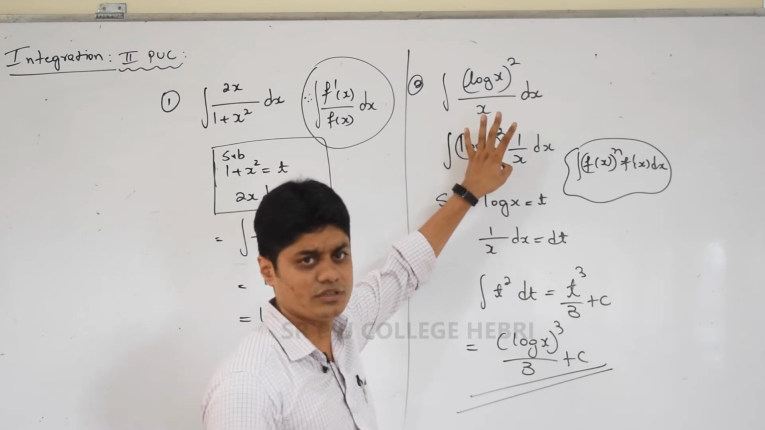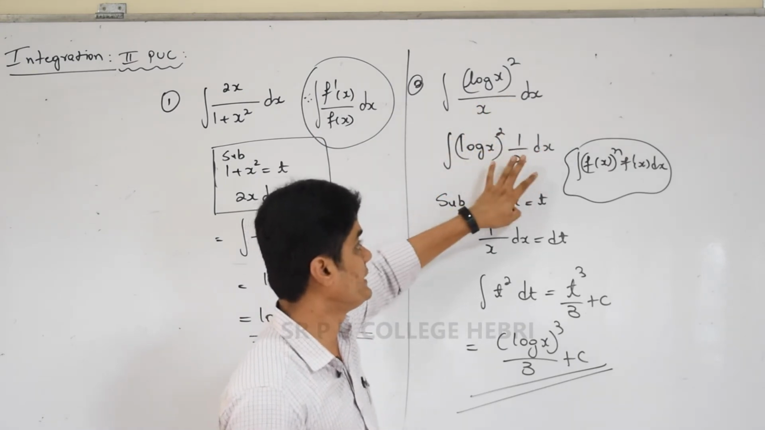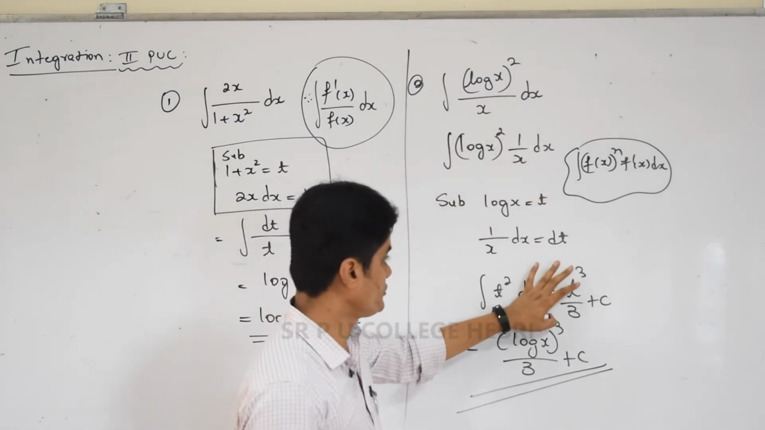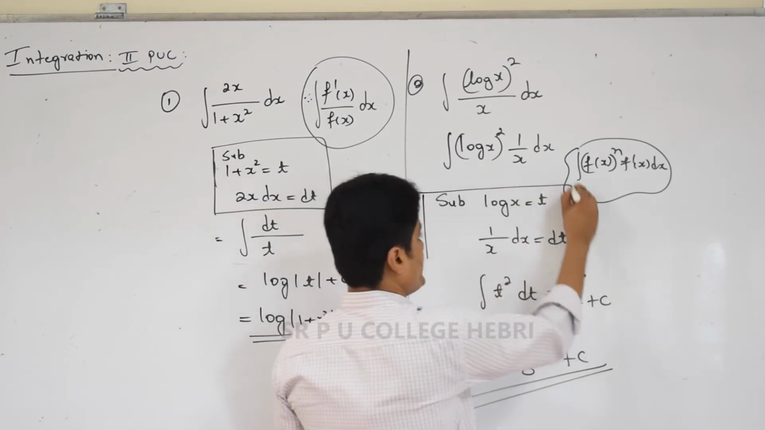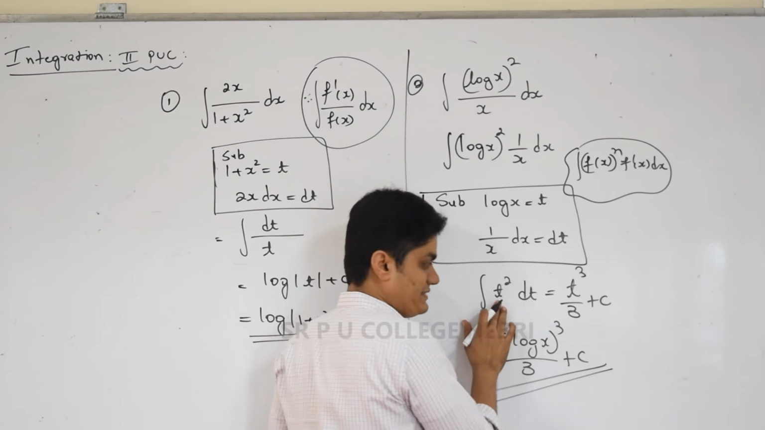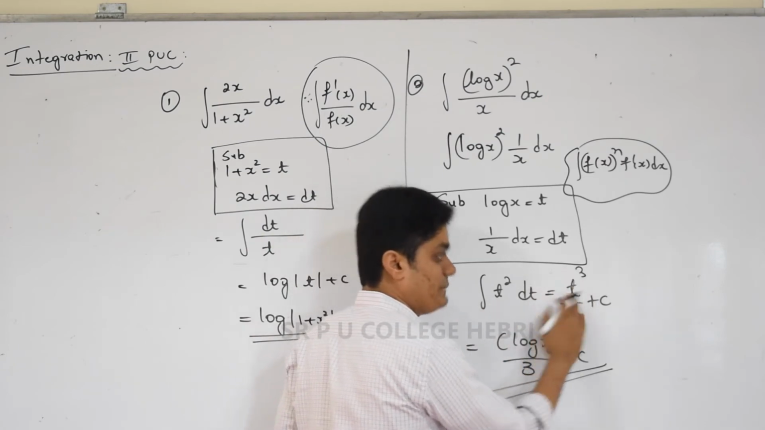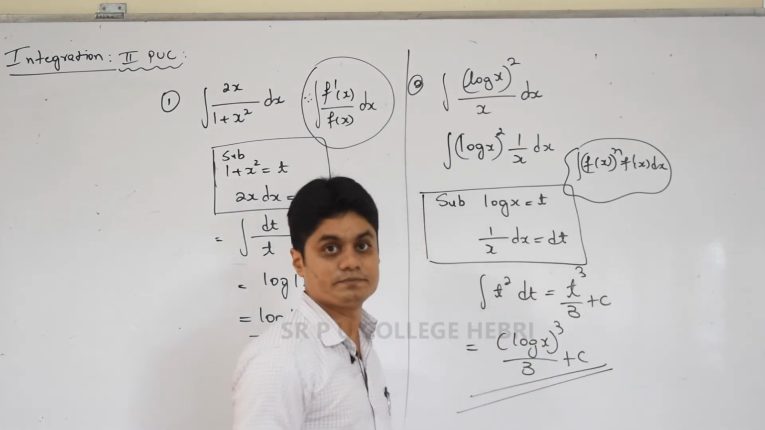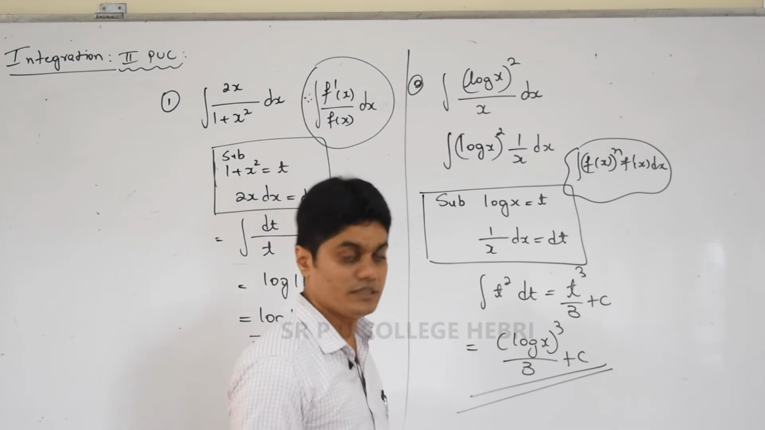Simple question. Log x whole square by x. So identify f of x properly. Substitute. Remember this part is important. After substitution, don't replace t in terms of x. Keep it in the t form only. But the final answer must be in terms of x. Understood? First two? Very good.